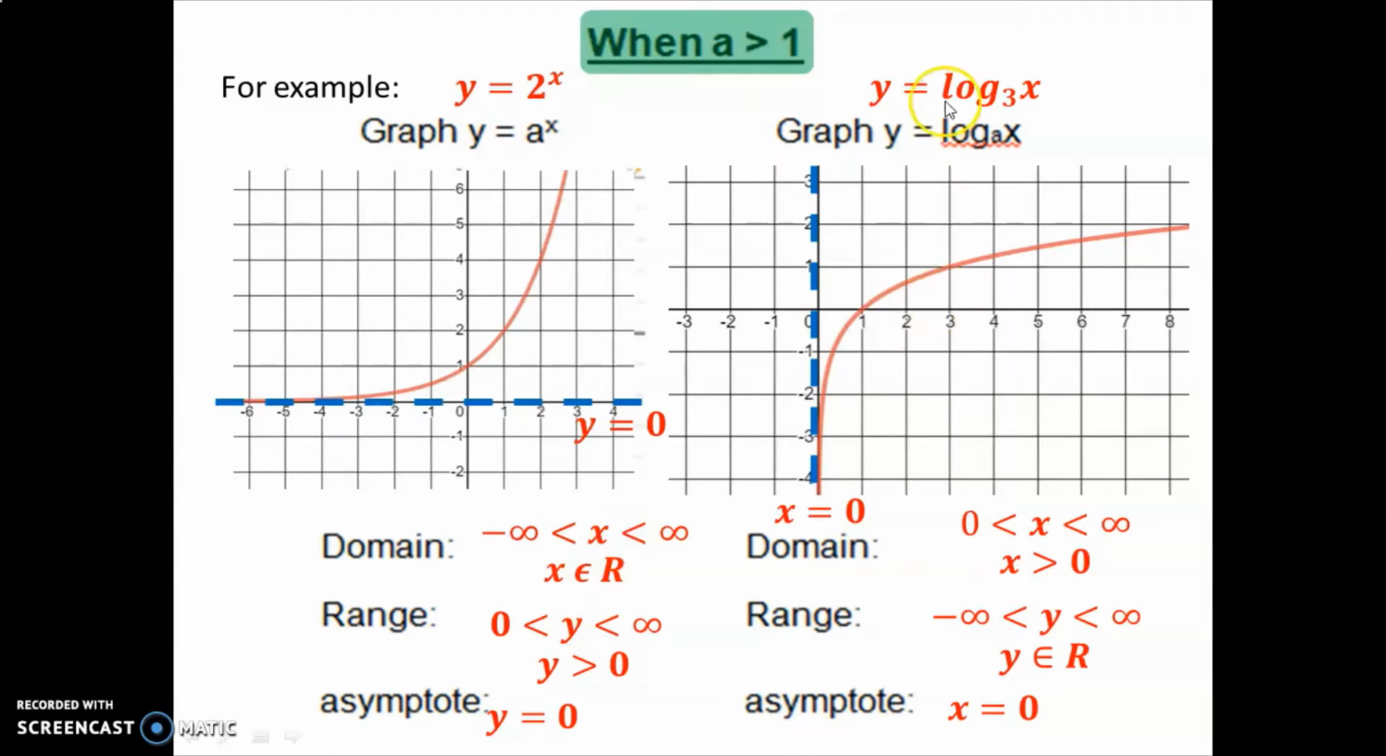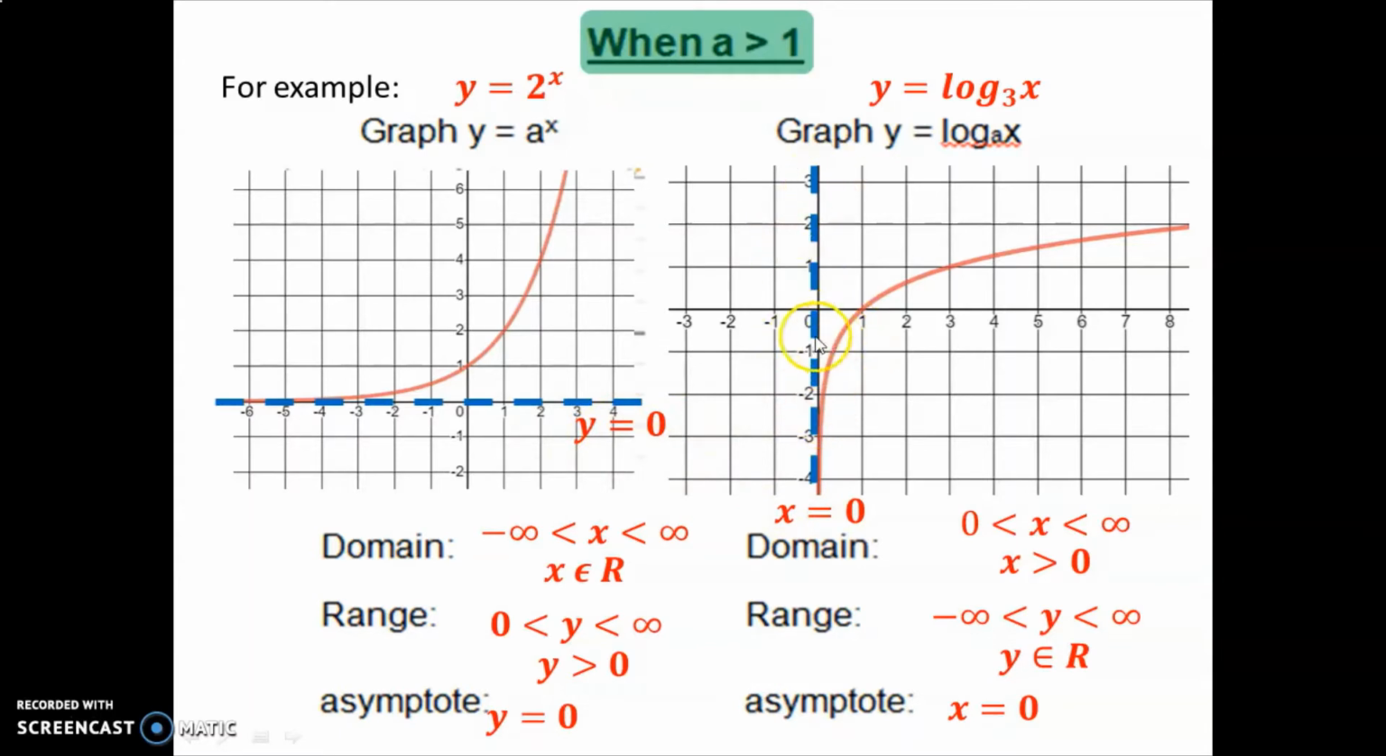Let's look at the logarithmic growth here. An example of that is log base 3 of x. It always takes on this shape. You can see right away that it's the inverse of the exponential growth. Logs and exponentials are inverses of one another. And if they are inverses, the asymptote, which used to be y equals 0, is now x equals 0 here because the x and y values have been swapped. So we have an asymptote here.